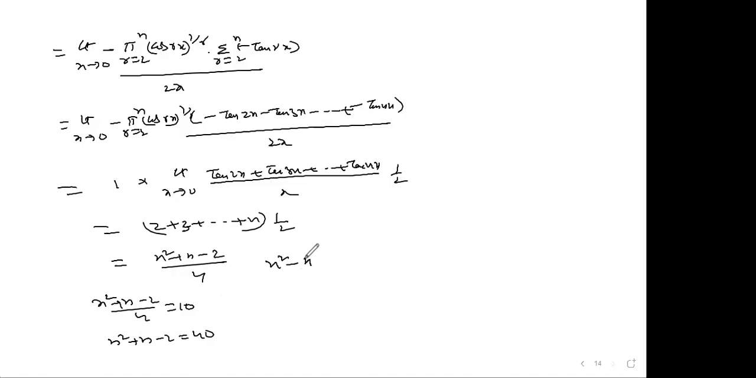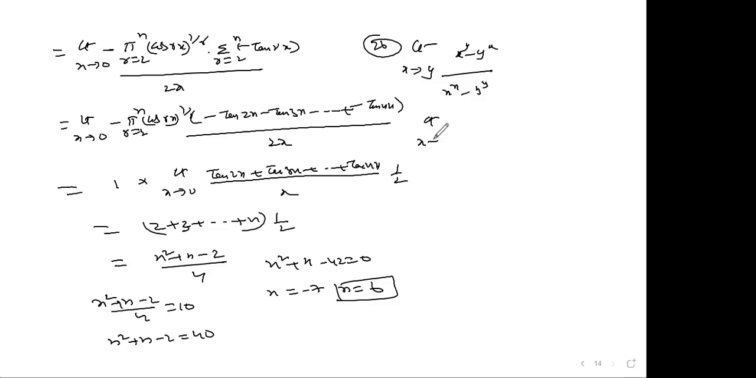n square plus n minus 42 equal to 0. 7 6s are 42. So n is equal to minus 7, n is equal to 6. The positive one, n is equal to 6, is there. We got it now. Okay, 25 questions we did, guys.